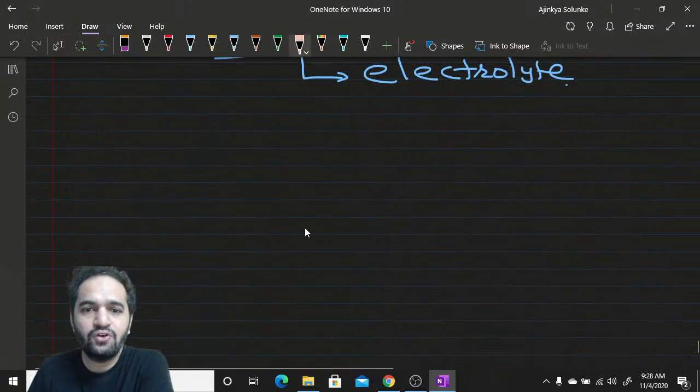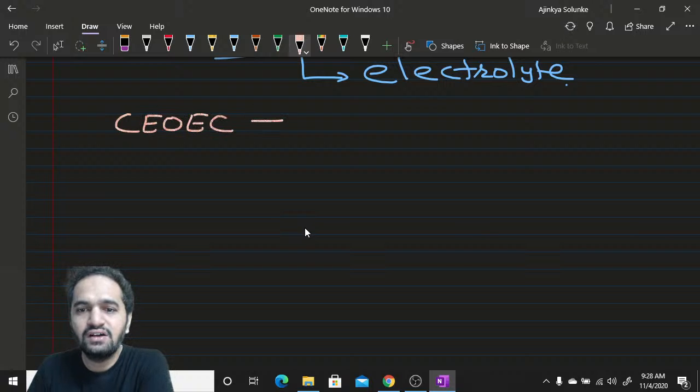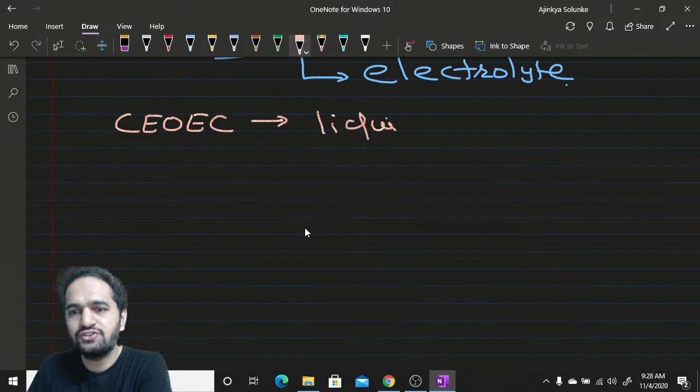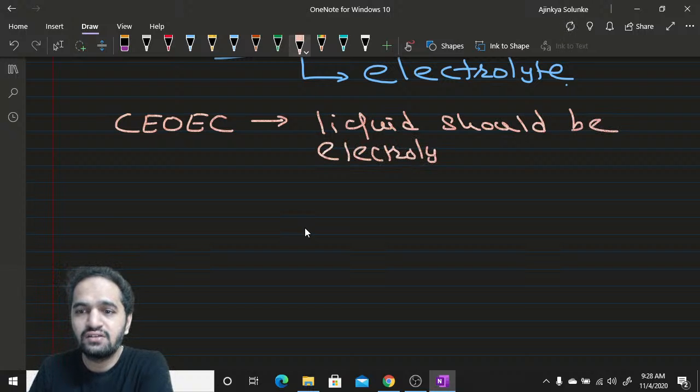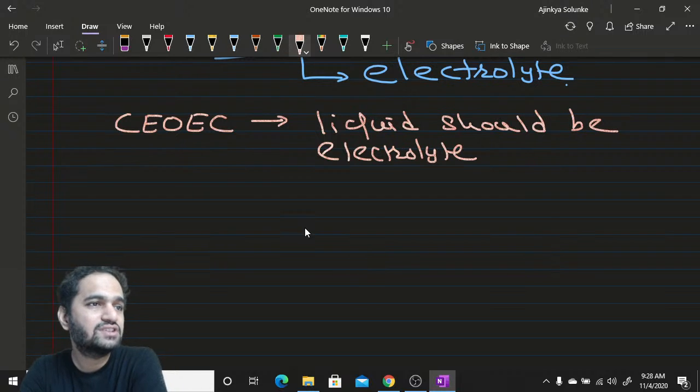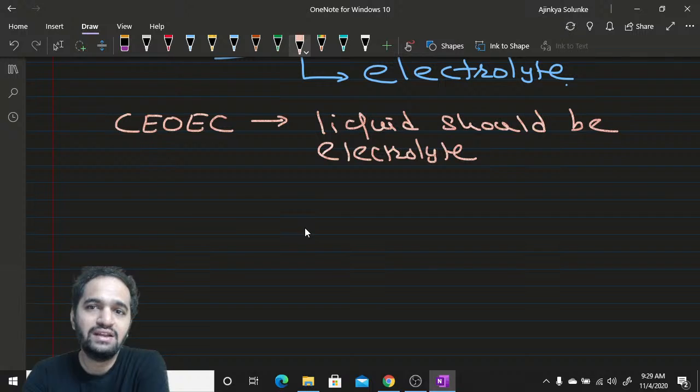So, can I say that for chemical effects of electric current, the liquid should be an electrolyte? Otherwise, the electricity is not going to pass, no chemical reaction, nothing. Agreed? Write it in the comment section. Are you agreeing that the liquid should be an electrolyte? Unless it is an electrolyte, electricity is not going to pass and we are not going to get a chemical reaction. Agreed?